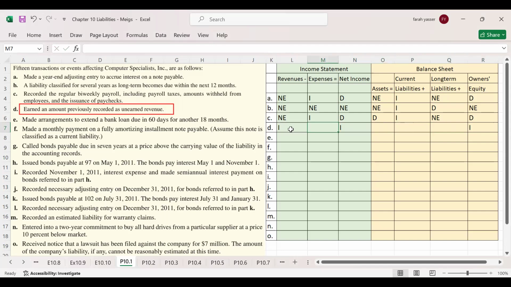There is no expense involved in this transaction, no asset is involved, and the current liability will be decreased because the unearned revenue is converted into revenue earned. There is no involvement of long-term liabilities in this transaction.